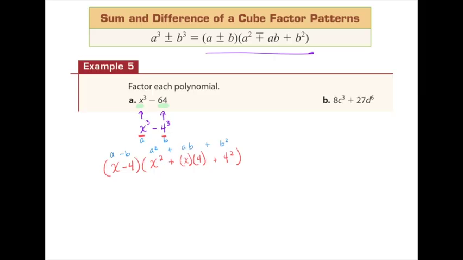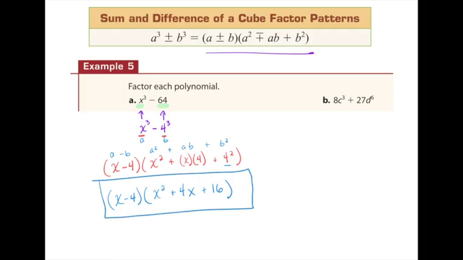I do want to make that second group a little simpler, so I'm going to rewrite it. I'm going to leave this x minus 4 alone. The x squared is as simple as can be, but I would write x times 4 like this, 4x, and I would write 4 squared like this, 16. That's how I would factor that group. If I were to multiply those two, I would get x cubed minus 64. So my answer is the factoring x minus 4 times x squared plus 4x plus 16. If I were to multiply those, I should get what I started with. That's how I would check it, just like any factoring.